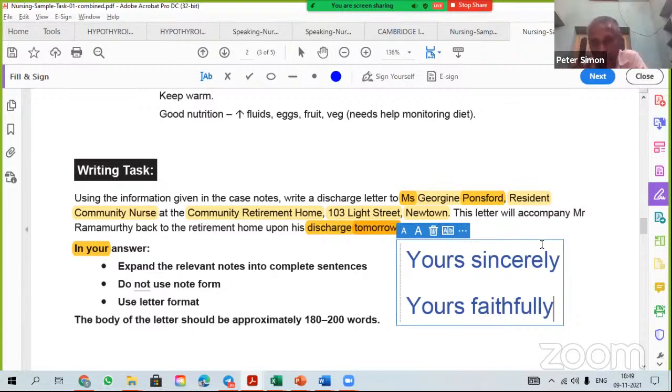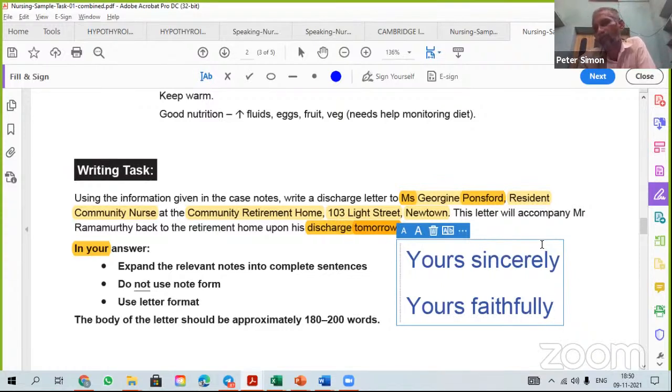Yours sincerely, you will write when the name of the person is there. If Miss Georgine Ponsford is there, then you will write yours sincerely, with or without a comma, no problem. If the name is not there, and instead the next line has a resident community nurse or charge nurse or ward nurse or doctor, with no name given, just a doctor or physiotherapist, whatever name of the profession is given, you will use yours faithfully. And if a name is given, for example Simon Peter, then you have to say yours sincerely.